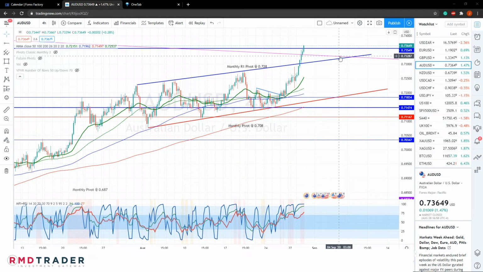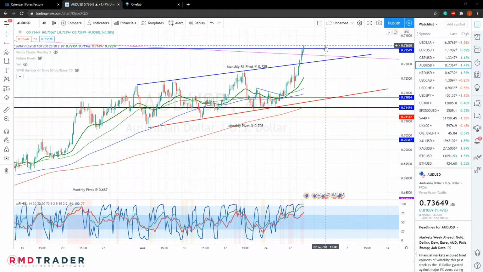0.730 to, depending on how late in the week we do test this level, 0.7327. However, in the very bullish scenario where we see more relentless bullish behavior, we might even see 0.745 being tested, but I believe a correction before that is much more likely.